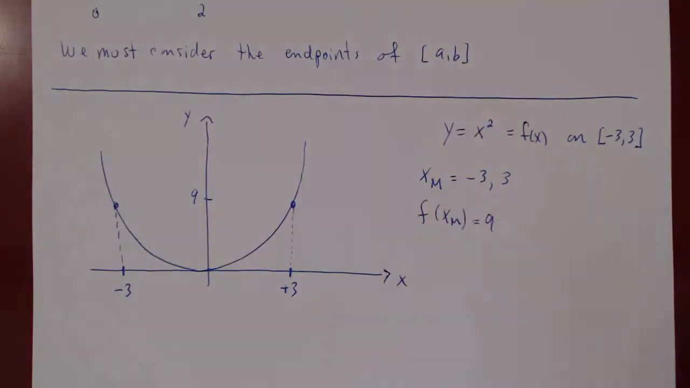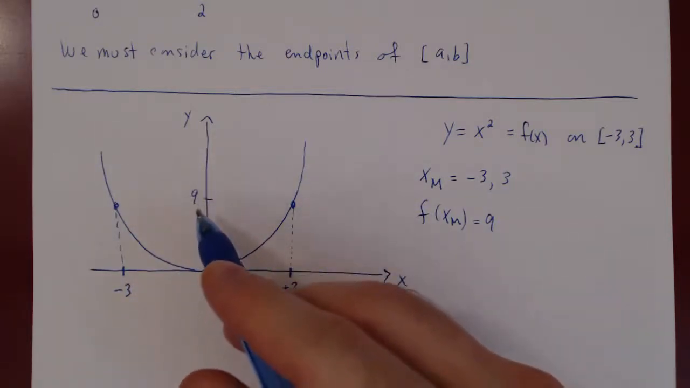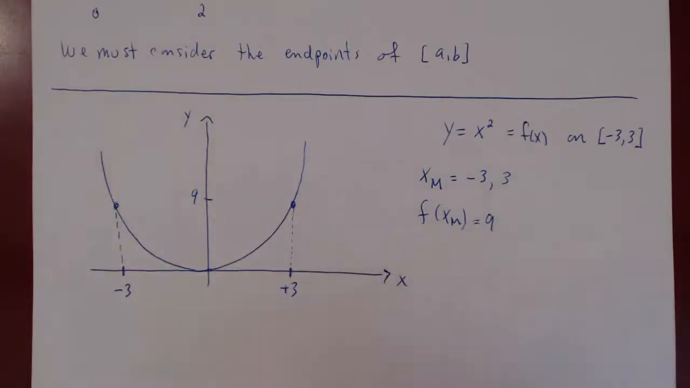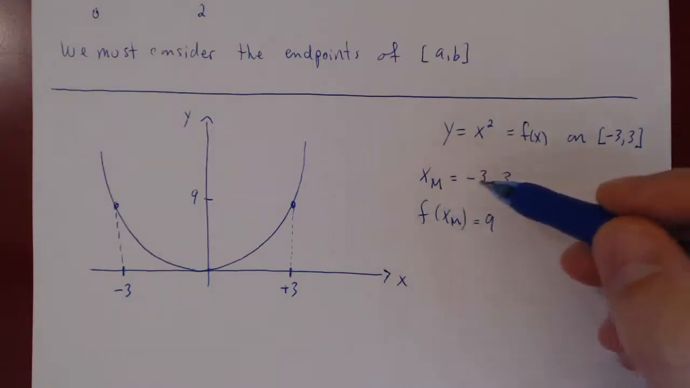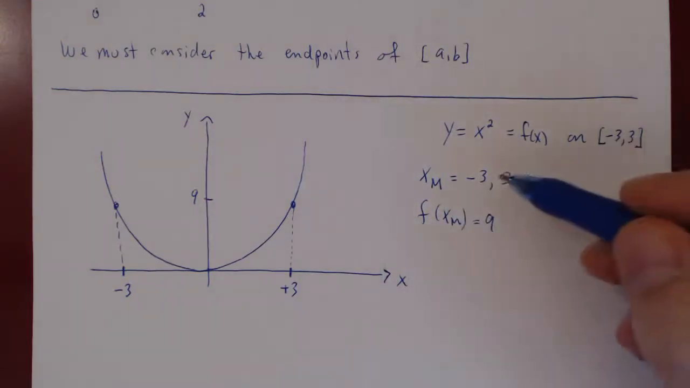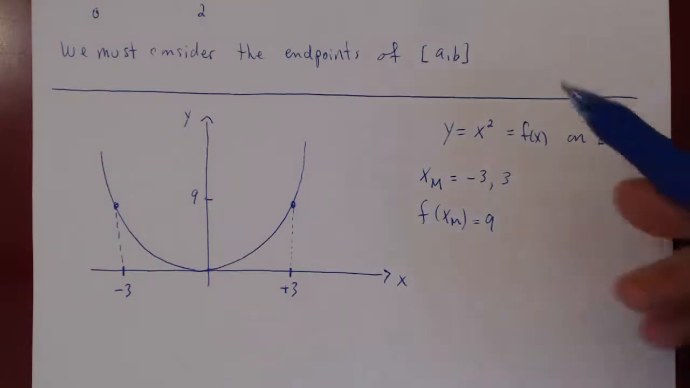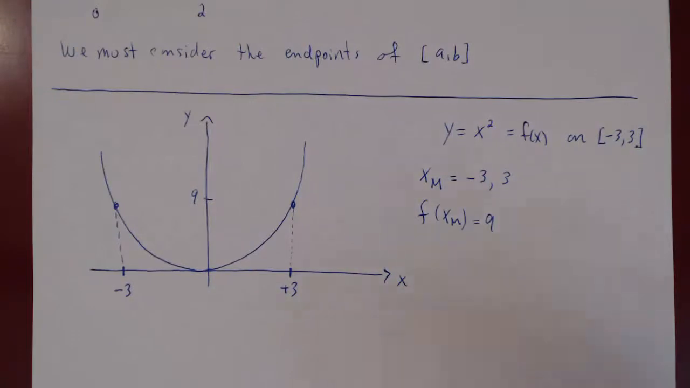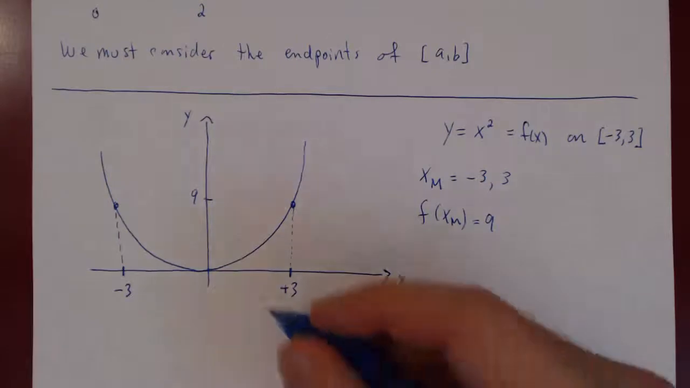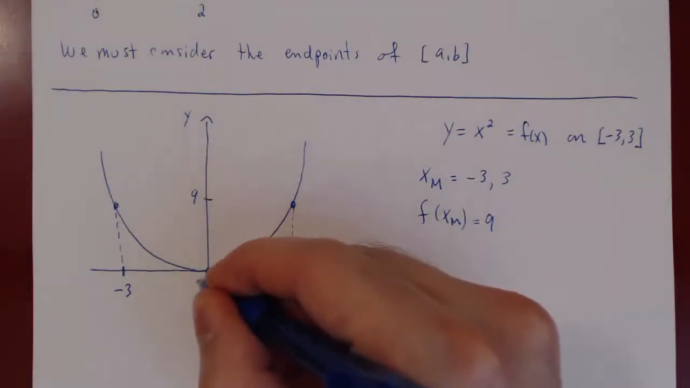So you can see that an absolute maximum may not be unique. There may be several absolute maximums, but there is a unique absolute maximum value, which is 9. So as before, our absolute maximum, which happens at two points, is in both cases an endpoint of the interval. So we already knew that we had to consider endpoints of an interval. Nothing new here.